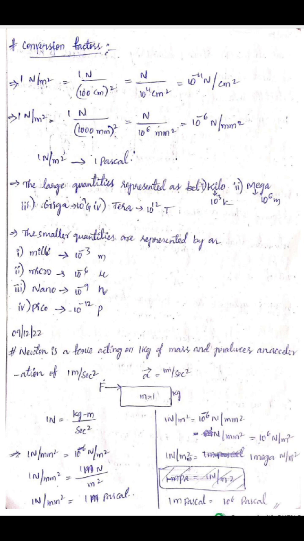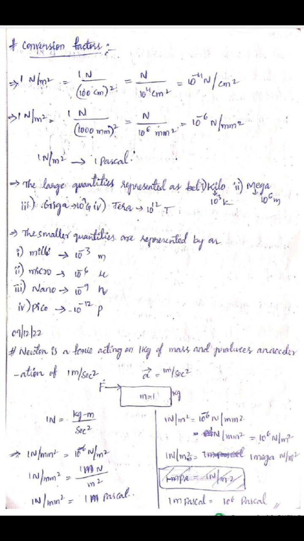Newton is the force acting on 1 kg of mass that produces an acceleration of 1 meter per second square. Acceleration 1 meter per second square. So force, with m equal to 1 kg, 1 Newton equal to kg meter by second square.